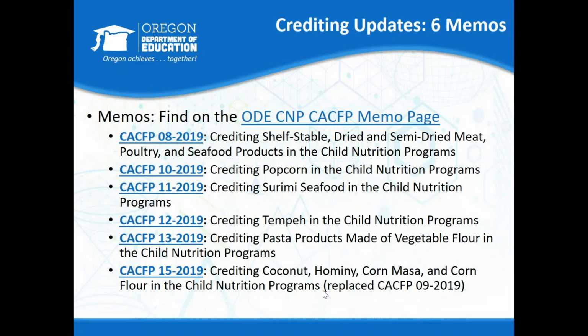ODECNP sent out those 6 memos in May of 2019, with the exception of CACFP 15-2019, which was an update to CACFP 9-2019. What happened was that USDA updated the memo on coconut, hominy, corn masa, and corn flour, and they provided the new memo in, I believe, September of this past year. What I am going to do today is go over each of these memos and provide information on crediting highlights for each of them.